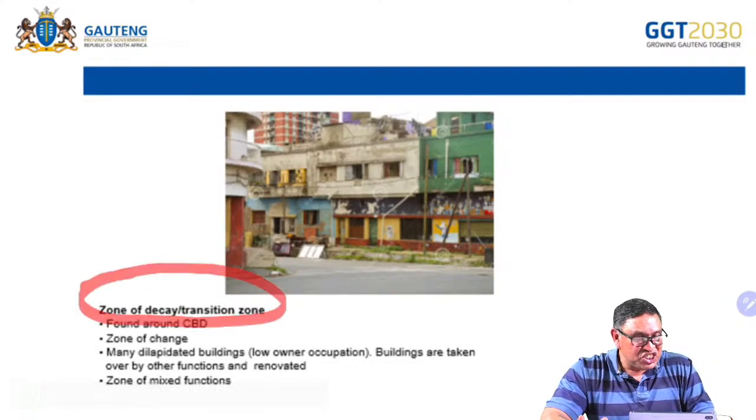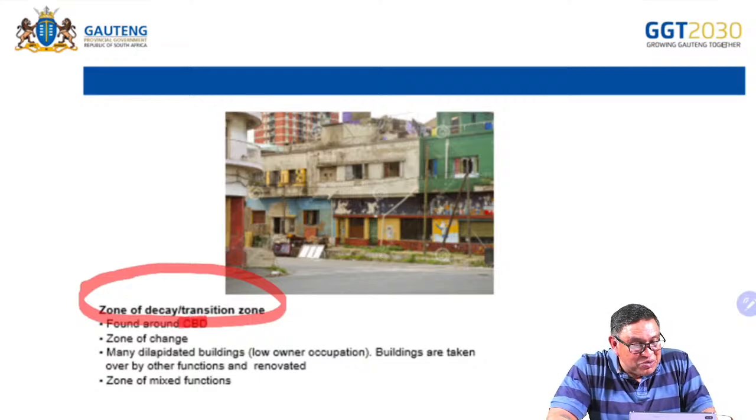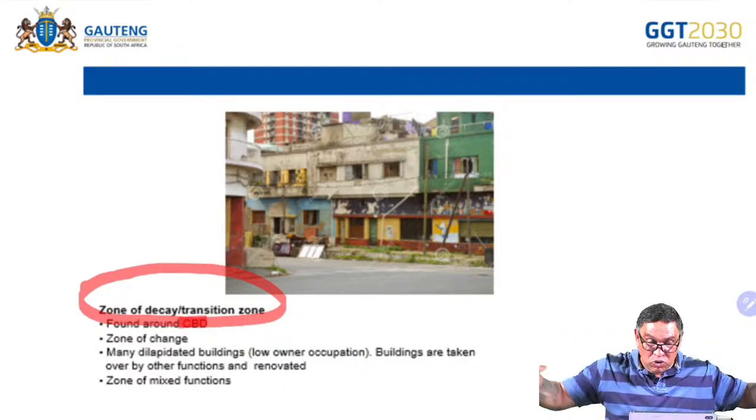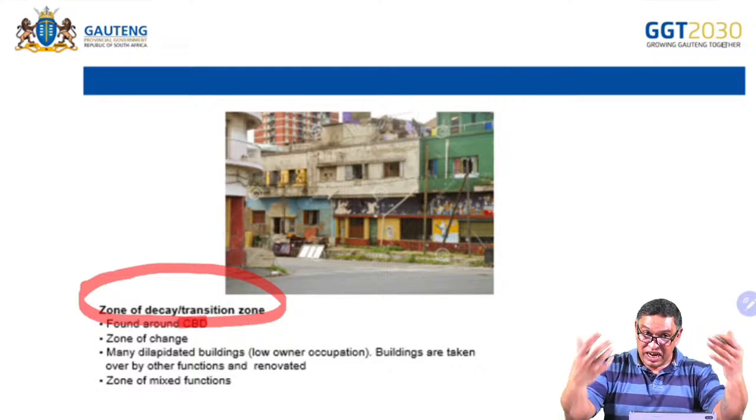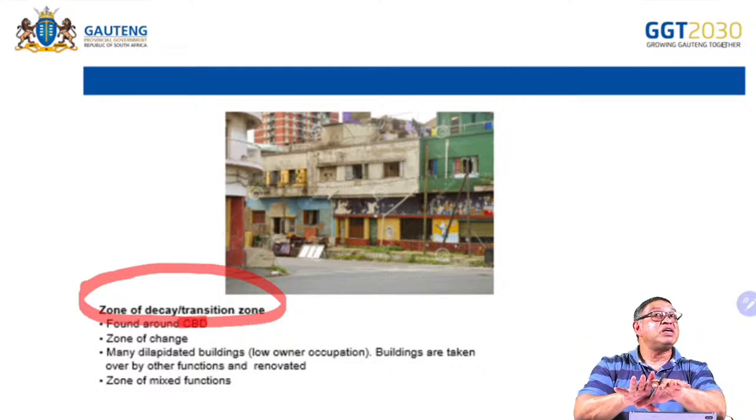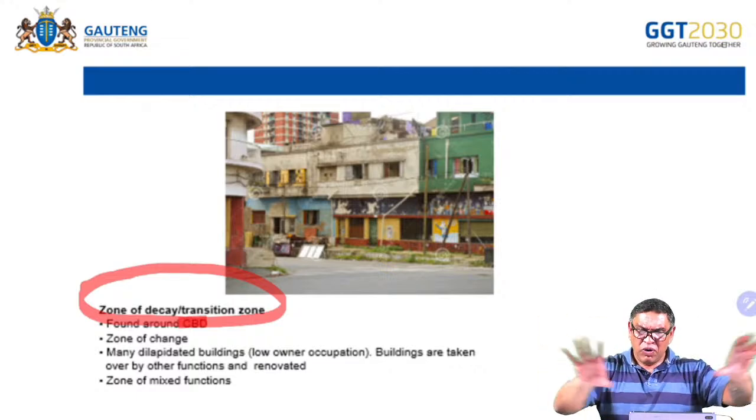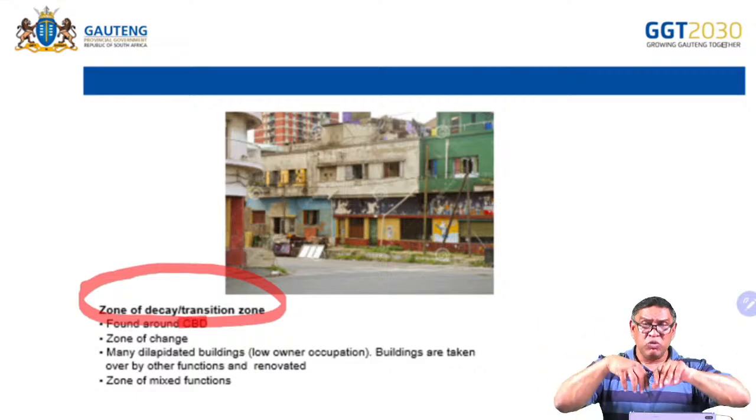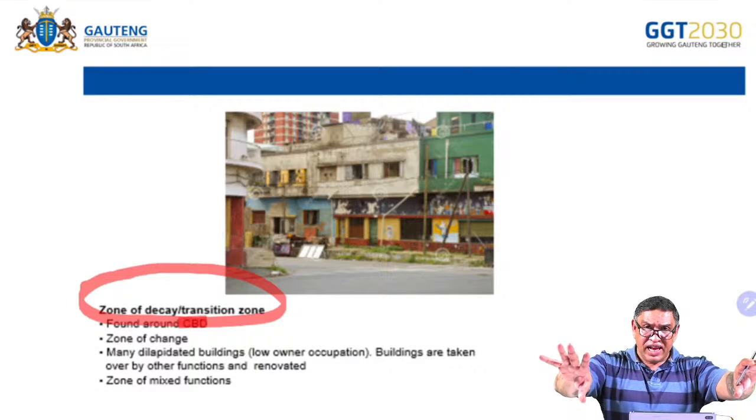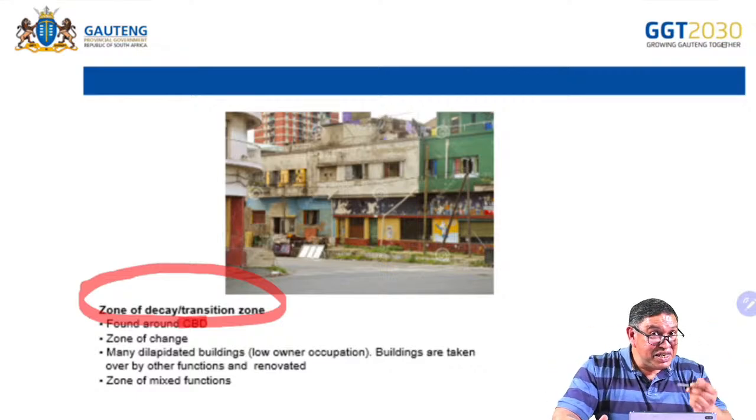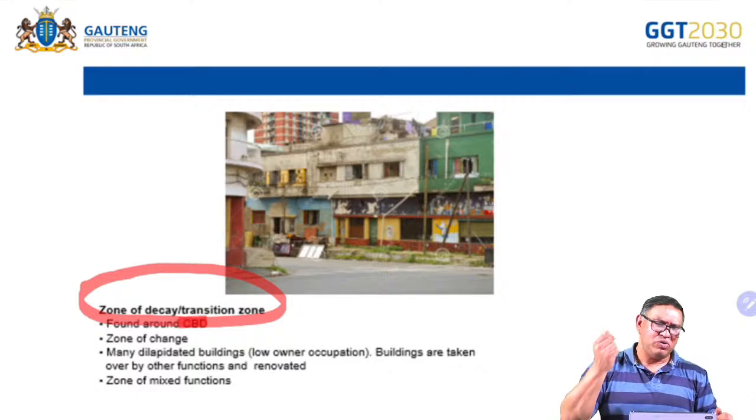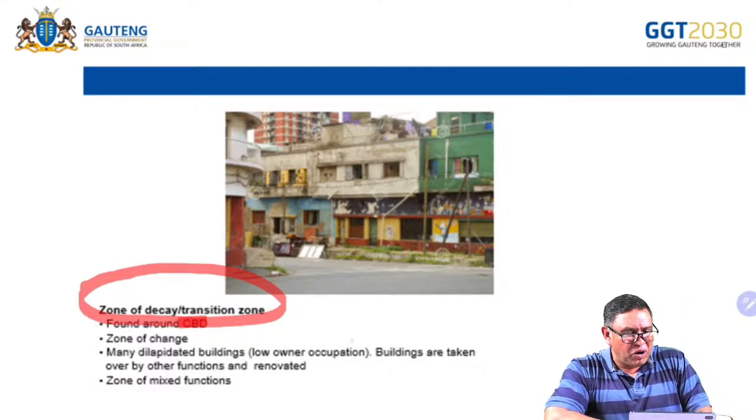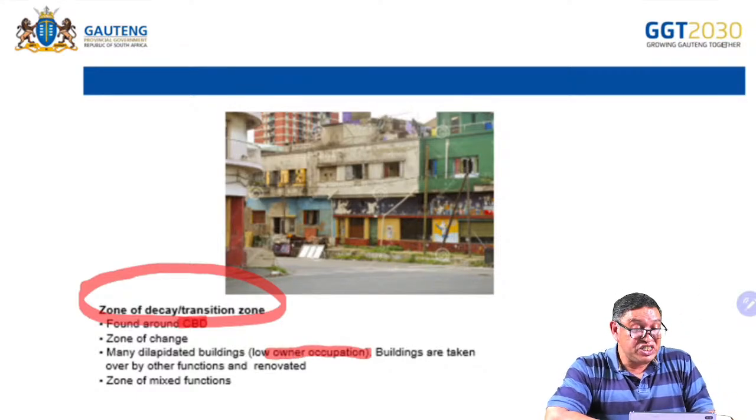Your zone of transition, it's found around the CBD. Remember, the CBD grows into the zone of transition. That's why it's a zone of change. It has dilapidated buildings because owners move away. They don't want to be there because they know sooner or later they will sell these buildings or this land at a much higher price when the CBD takes over. So it has mixed functions: residential, warehouse, all these different functions found in one area. That is why we speak about a low owner occupation ratio.